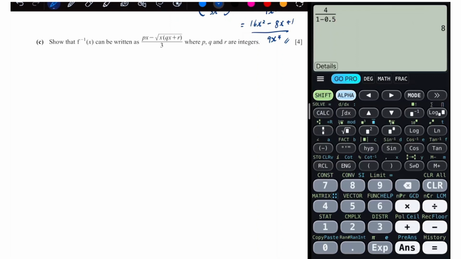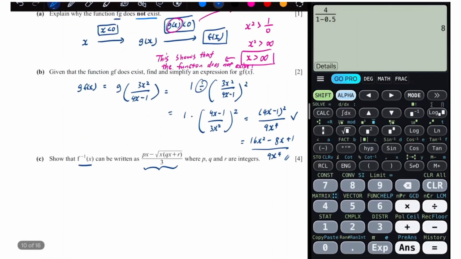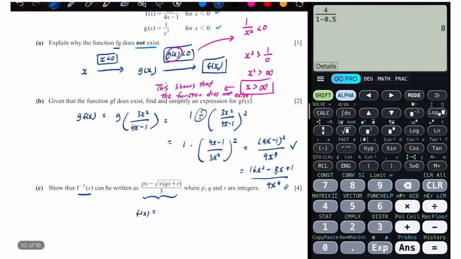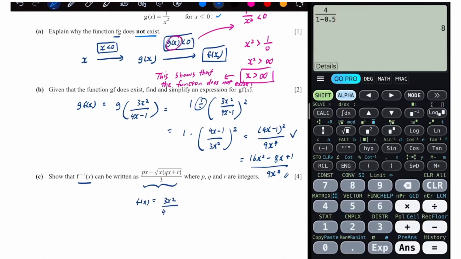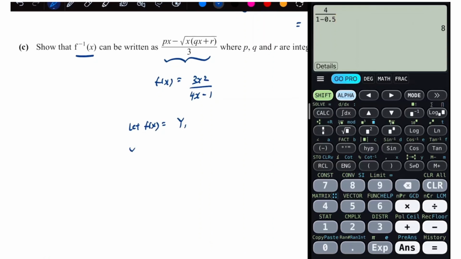It shows that f inverse can be written as px. Okay, this one clearly looks like the product from the quadratic formula, but let's see. Where p, q, and r are integers, f(x) given to us is 3x squared minus 4x minus 1. Let f(x) become y, then we'll do it. y is equal to 3x squared minus 4x minus 1.